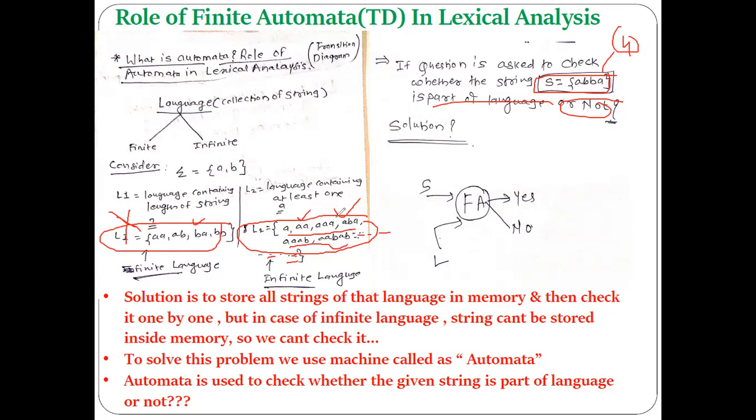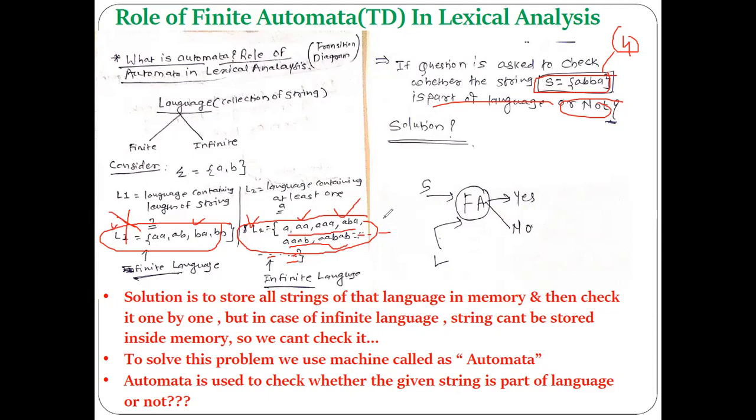Okay. Now, how can you check whether S equal to ABBA is part of this language L2 or not? To answer this question is very difficult because an infinite number of combinations can be formed, but here, only finite combinations are formed. That's why you can easily tell the answer here: no, S equal to ABBA is not part of this language L1, but in this case, it is very difficult to tell whether this string ABBA is a part of this language L2 or not.